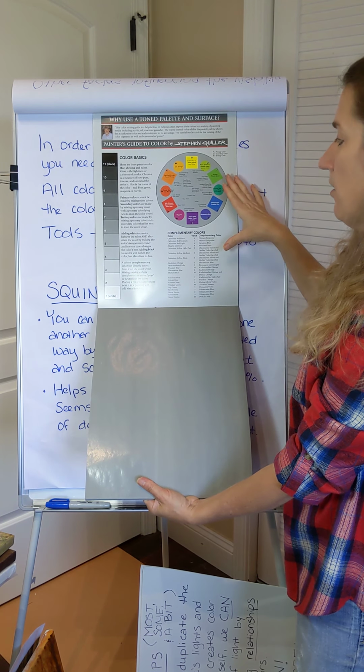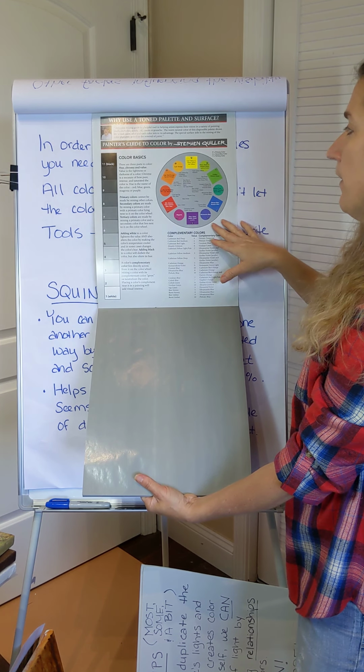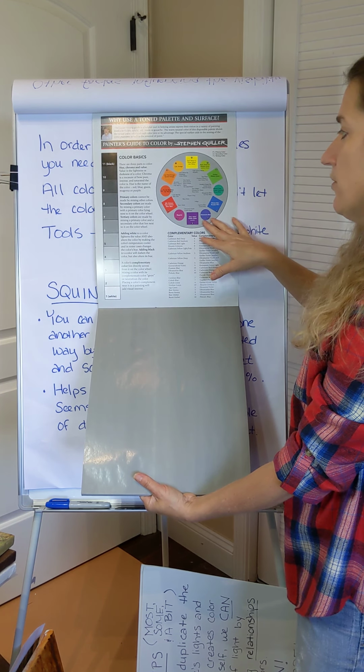We're going to talk about color later, but he also has a nice little color wheel in here. That was from Stephen Quiller, who does one of the best books about guide to color and color theory. So again, when you buy your little palette paper, you get the added bonus of having a value key and also a little color wheel in there. So there's my little plug for Richardson's Gray Matters.